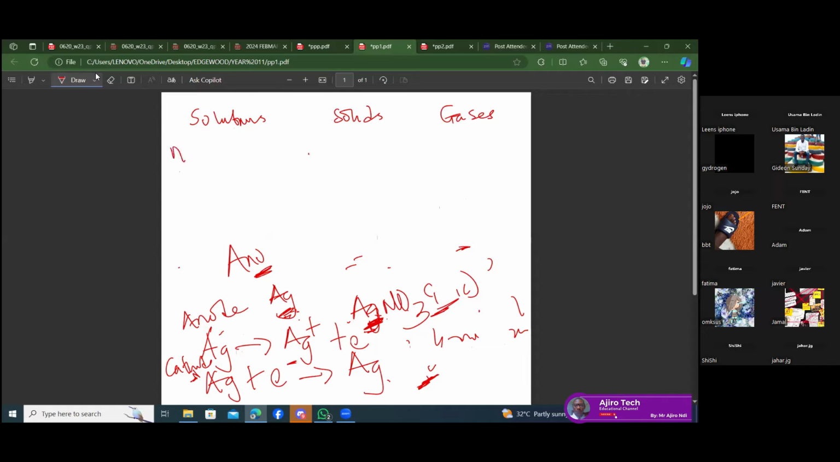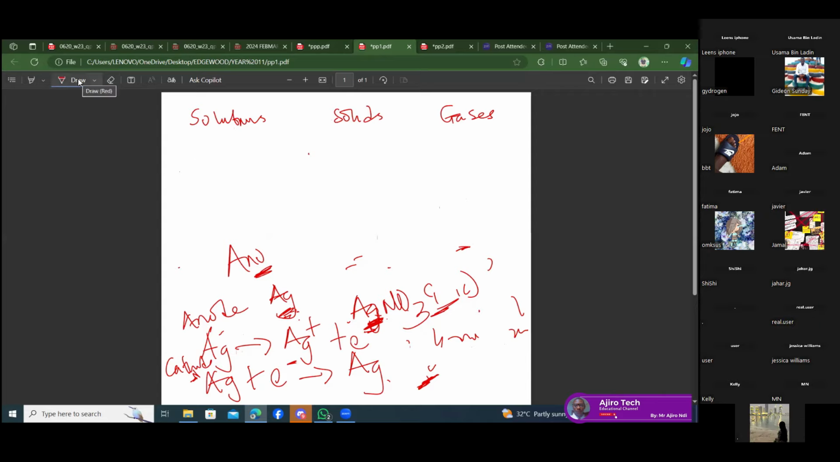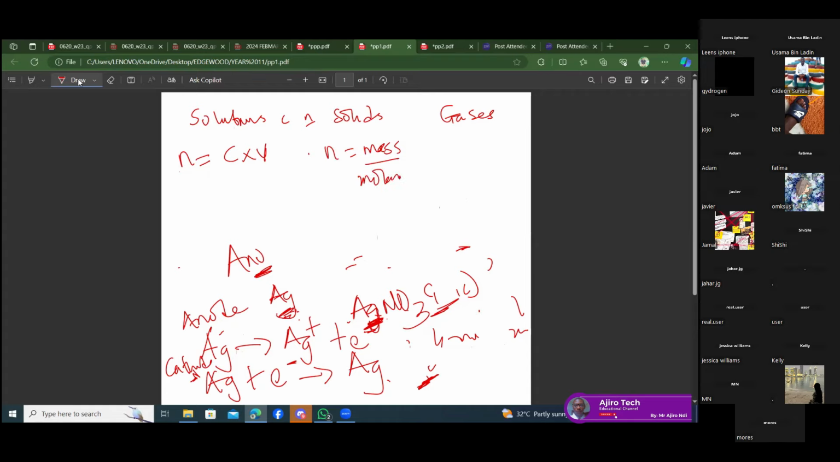Number of moles in solution is concentration over volume. Sorry, let me write this, it should be the other way around. So number of moles for solutions: remember that concentration is number of moles over volume, so number of moles is concentration times volume. Number of moles for solids is mass divided by the molar mass. Number of moles for gases is simply volume of the gas divided by 24 dm cubed.